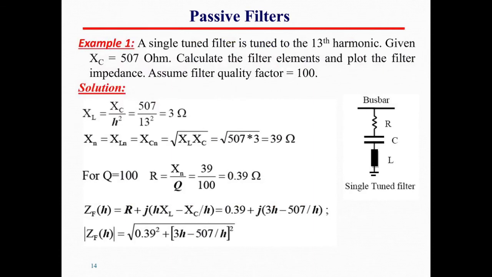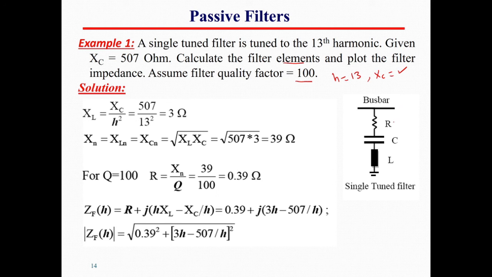Okay, let us now look at this example over here. We have a single tuned filter, tuned to H equal to 13, and XC is given. Calculate the filter elements, then plot the filter impedance. Assume the quality factor to be 100.